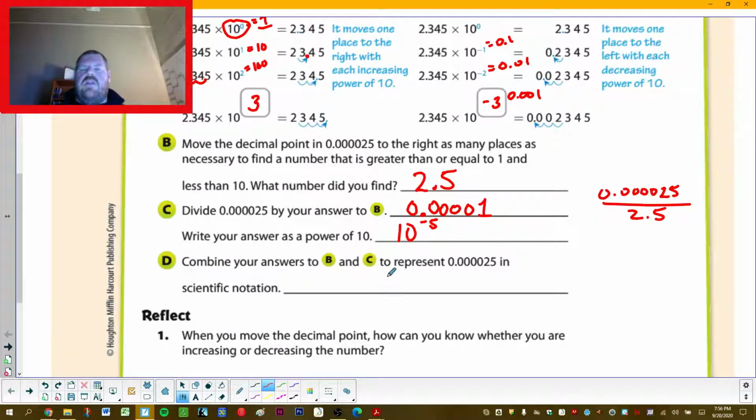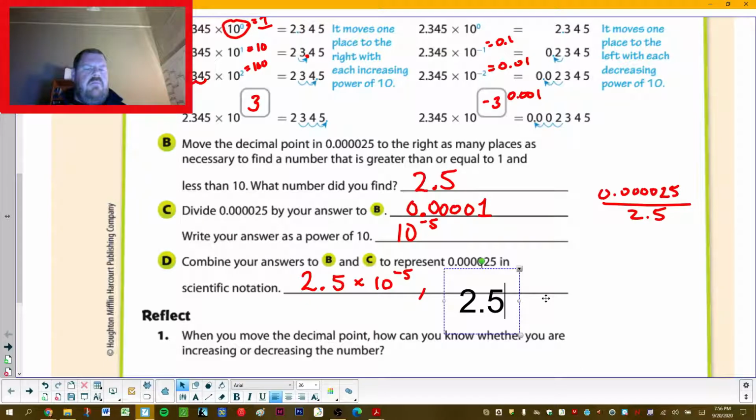Okay. So then it says combine your answers in B and C. So we got 2.5, because that number still needs to be between 1 and 10, times 10 to the negative 5th power. Now if I had to type that answer in, this is important, because we do need to know how to do this. For the times, I'm going to say that we should use an X. Realistically, at one point we're going to use this little asterisk, but we're not there yet. I'm good with the X. It just looks a little bit better.